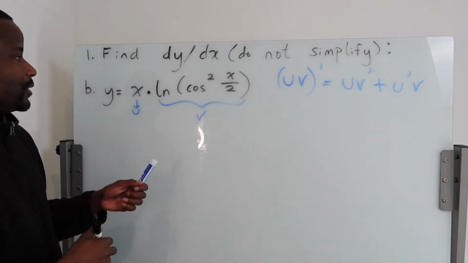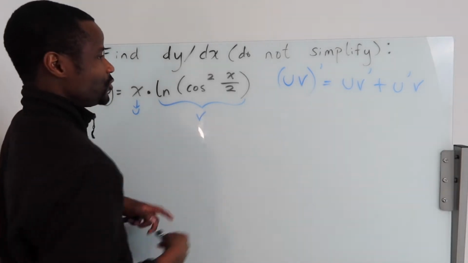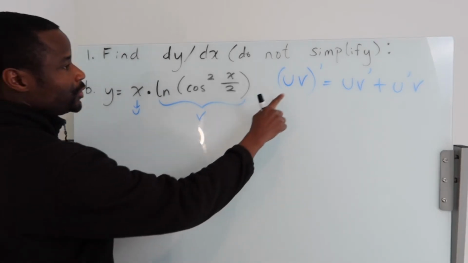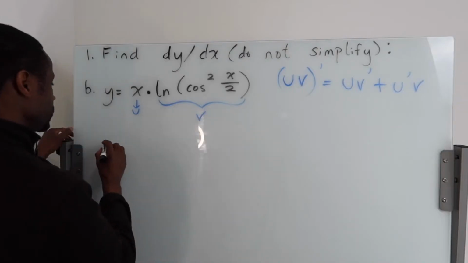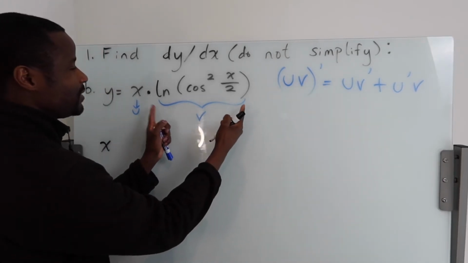So what do we do here? Well, uv prime is u times v prime plus u prime v. So let's go ahead and substitute here. So our u is x. So according to our formula here, we've got x times v prime. So now that's going to be this derivative.